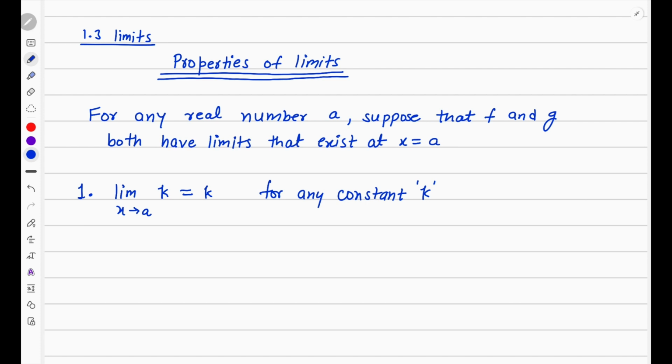The next is, if we take the limit as x approaches a of the function x, it will be equal to a. We directly put the value a in the function.